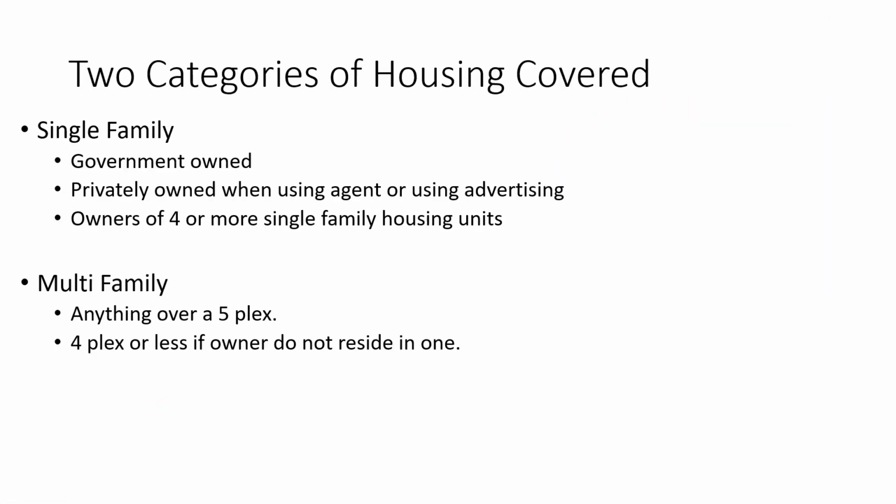And there are two categories of housing covered that have to adhere to the Fair Housing Act. If the property is government owned, or if it is privately owned, but you're using an agent to sell it or rent it, or you're using advertising. And if you are owners of 4 or more single family housing units, then you cannot discriminate. Also, if you are a multifamily owner with anything larger than a 5-plex, or if you have a 4-plex but you do not reside in one. So an owner who has a 4-plex and does reside in one is exempt.